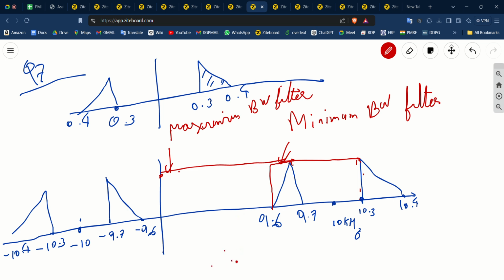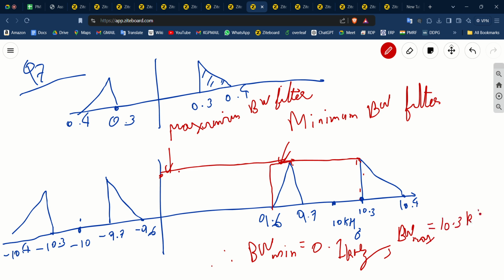Therefore, bandwidth minimum is 0.1 kilohertz and bandwidth max is 10.3 kilohertz. So 0.1 and 10.3. Answer is C.